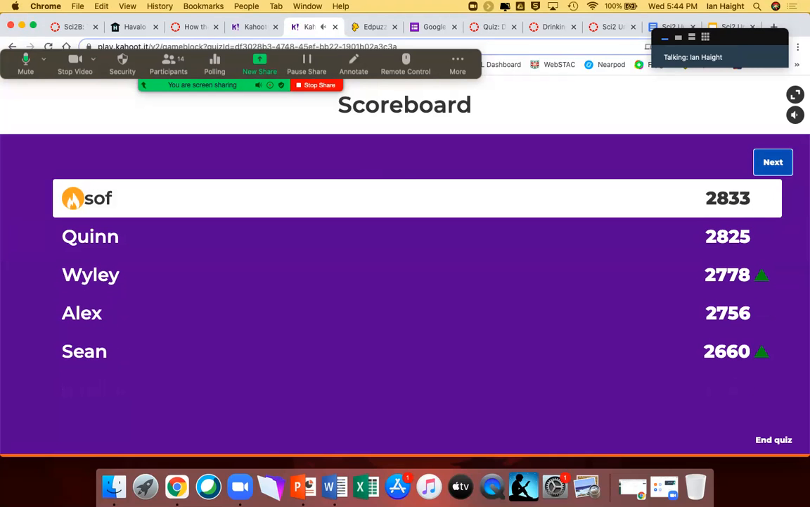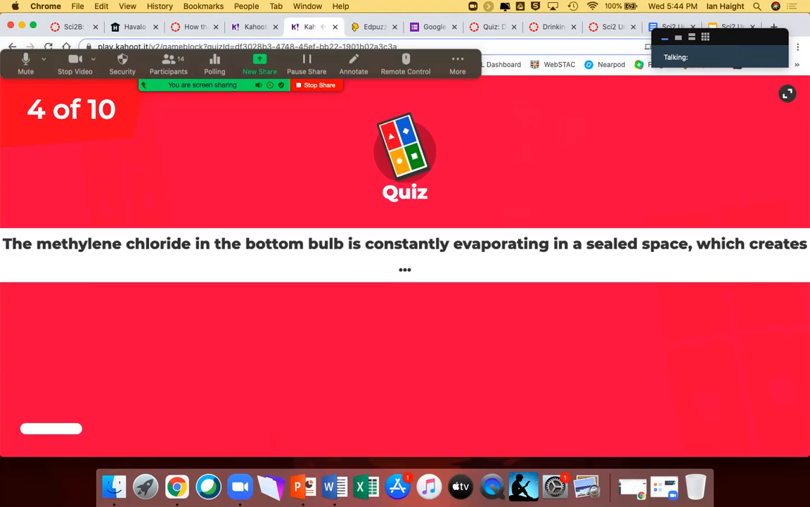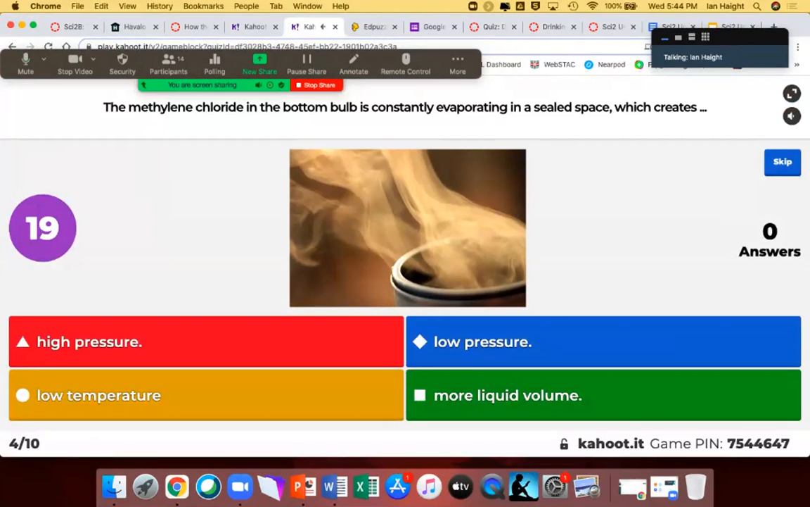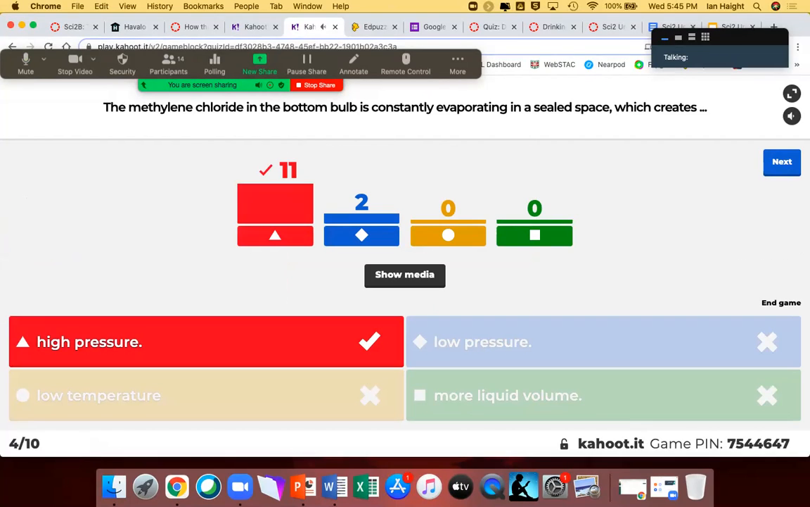All right. The methylene chloride in the bottom bulb is constantly evaporating in a sealed space, which creates what? Evaporation in a sealed space. Very good. Wow, that was a fast one. Yes, so you are building up gas, vapor, right? Evaporation is creating more vapor, and if it's in a sealed space, you're creating high pressure, and that's what's going to push the liquid up.